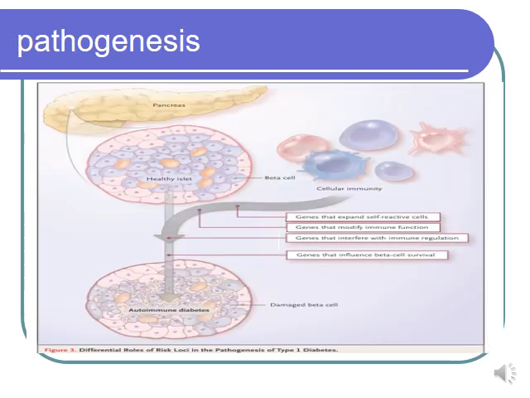So in this slide, if you see the pathogenesis of type 1 diabetes, you can see the pancreas is normal, a healthy islet containing beta cells. With the role of autoimmunity, because of cellular immunity, there are genes that expand self-reactive cells, genes that modify the immune function, genes that interfere with immune regulation, and genes that influence beta cell survival. All these factors lead to destruction of the beta cells in the pancreas, which leads to autoimmune diabetes.